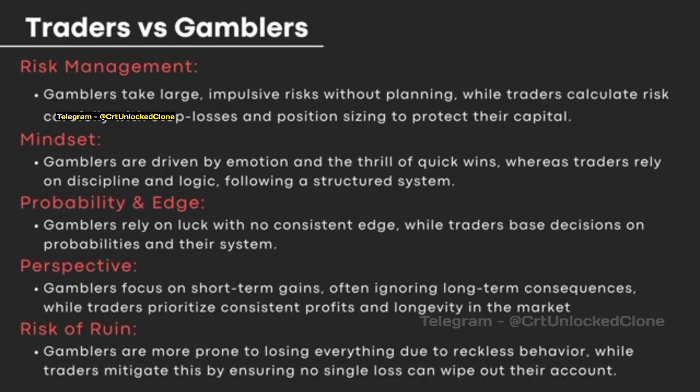Now the next point is profitability and edge. Gamblers are relying on luck. There's no real edge or consistency there, and their whole strategy and system is based around hope. They're hoping for the best without any guarantees. But as traders, we're all about probabilities. We know our edge and we make all of our trading decisions and generate trading ideas based on our system and on the parameters, criteria, and rules that we've set. It's not about hoping that the market moves in our favor, but about knowing the odds and playing them smartly and not emotionally.